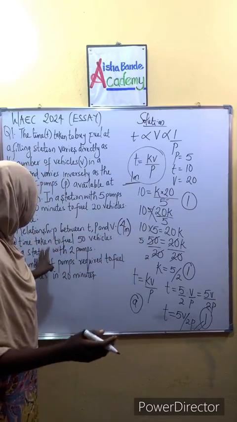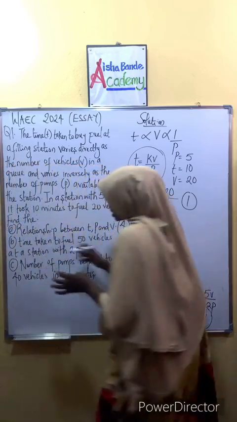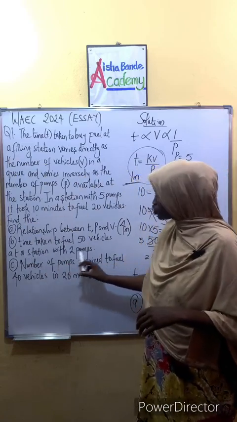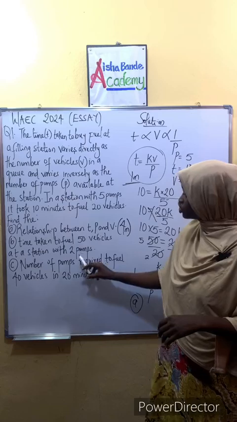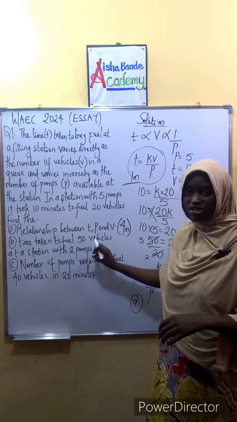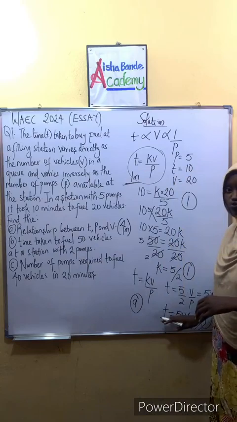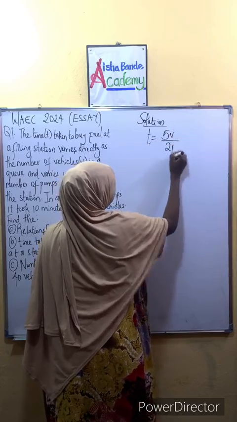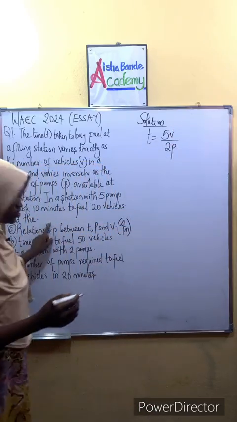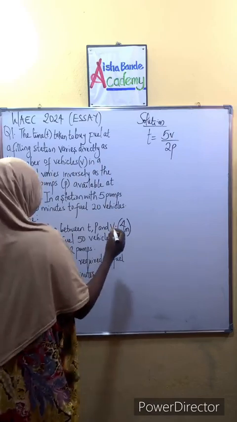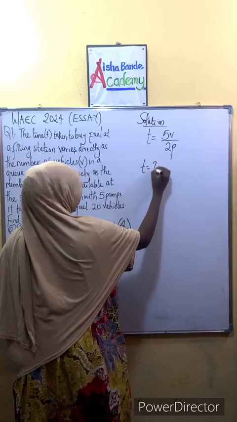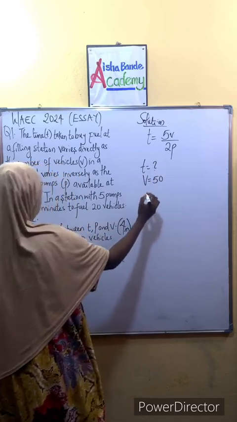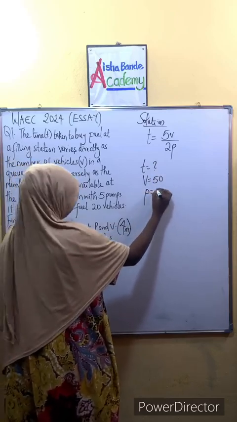So now looking at the next question, which says that we should find the time taken to fuel 50 vehicles at a station with two pumps. So all we need to do here is just to bring out the parameters and substitute into the relation. Since we have T is equals to 5V over 2P as the relationship gotten from question A, now the time taken. So we are looking for the value for T. The time taken to fuel 50 vehicles, that means V is equals to 50 at a station with two pumps where P is equals to 2.